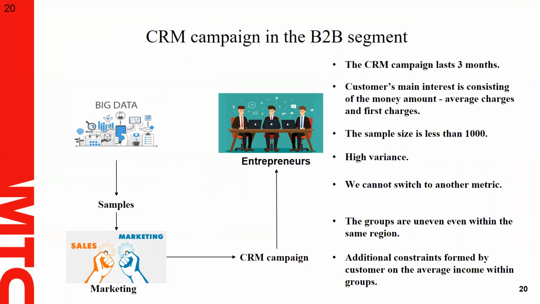For example, a campaign lasts 3 months. That is, a manager can negotiate with an entrepreneur for a very, very long time. The business customer is only interested in the money metric. That is, these are average charges and the first charges that entrepreneurs make. The sample size is always less than 1000 because we don't have many entrepreneurs and we cannot sacrifice them much. Also, the money metric assessed by the customer has a high variance. We cannot switch to another metric at the request of the customer.